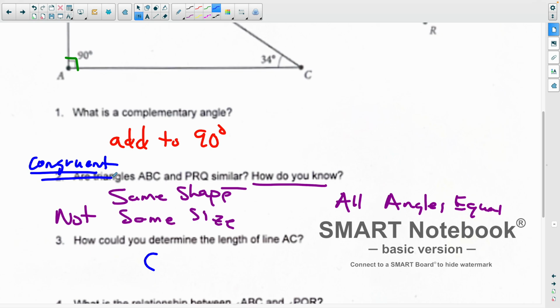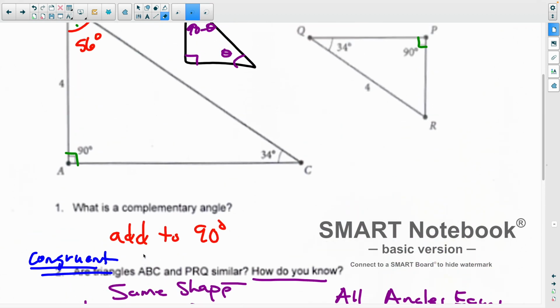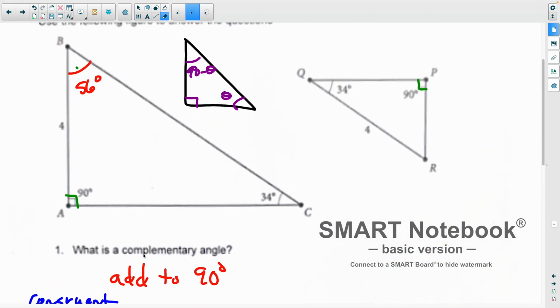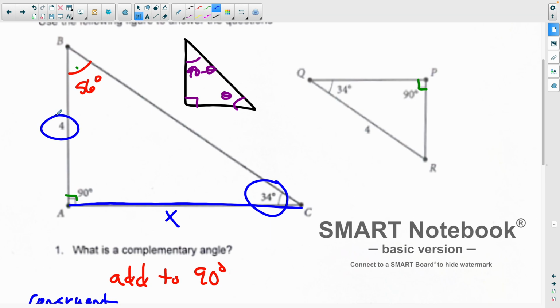All right? Now, how would we determine the length of side AC? So how would we determine the length of side AC? I'm going to go back up here. Here is side AC, right there. If I look at what I have, I'm trying to find this. They gave me this angle, and they gave me this side.